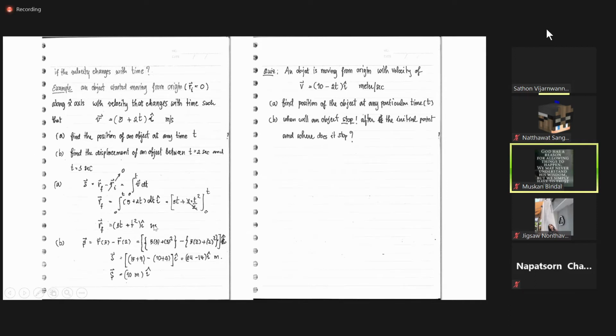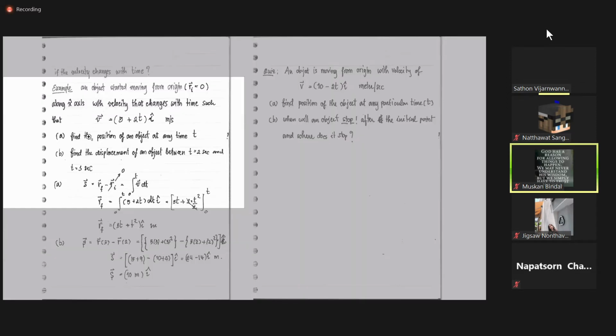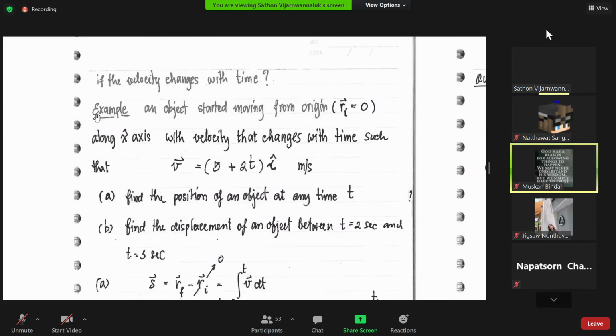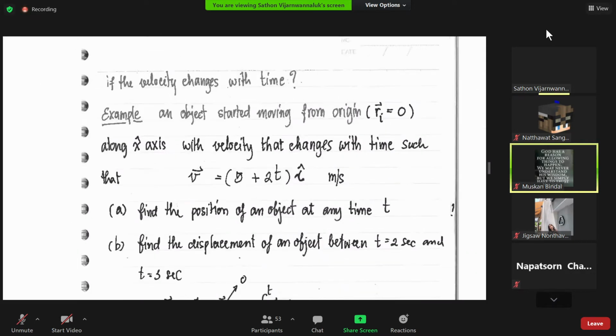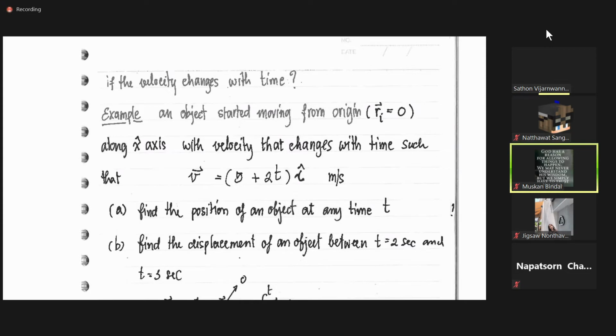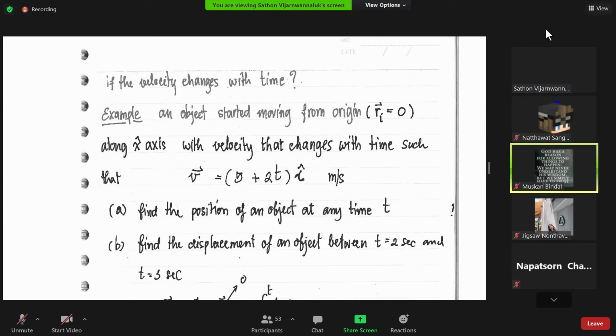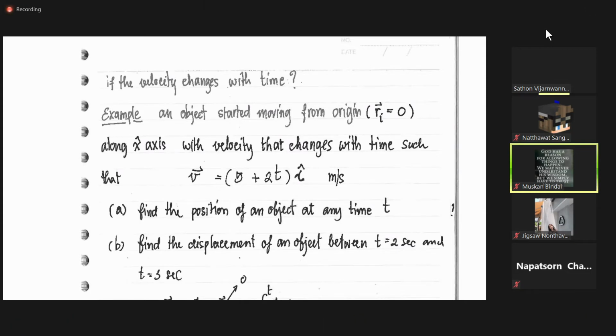Now, we start with another case of this problem. Suppose the object has a velocity that changes with time. For example, an object starts moving from origin and moves along the x-axis with velocity that changes with time such that v is 5 plus 2t i meters per second.